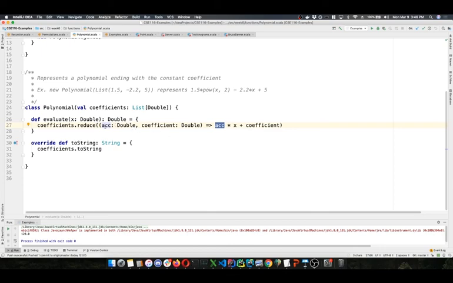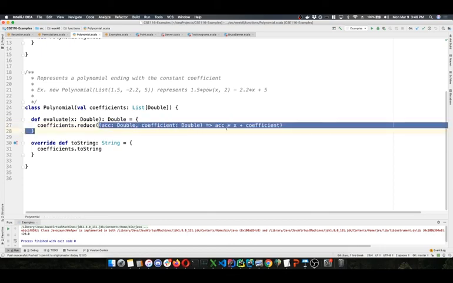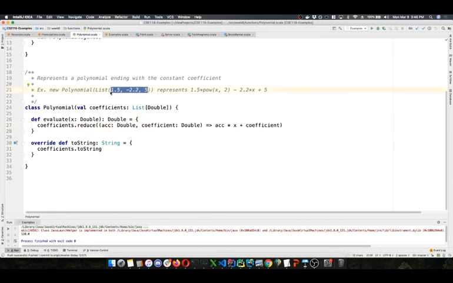So with this reduce call, I'm going to give it this function, and I have this set up for my polynomial where these values are going to represent this polynomial, 1.5 times x squared minus 2.2x plus 5. If I set up my reduce like this, the first time that this is called, my accumulator is 0, and I'm going to add 1.5 to it.